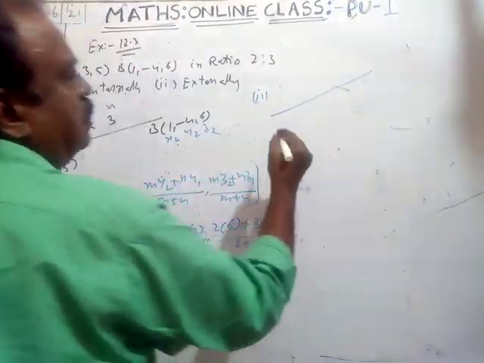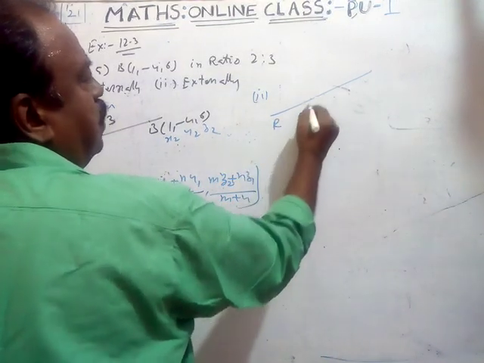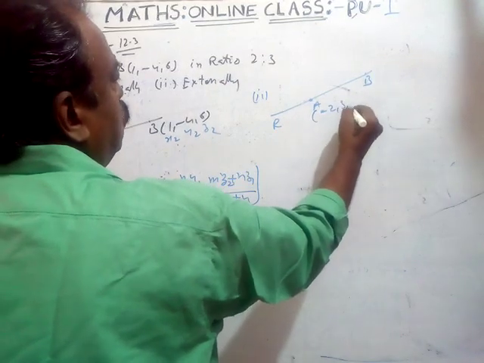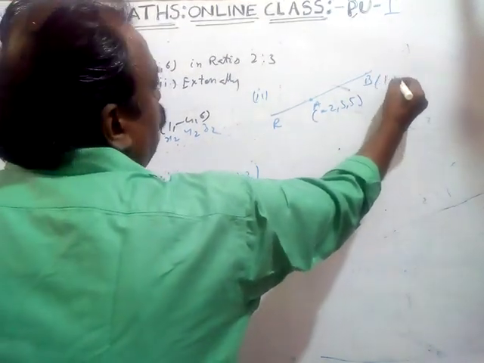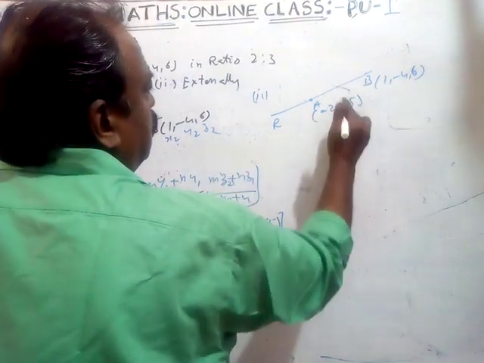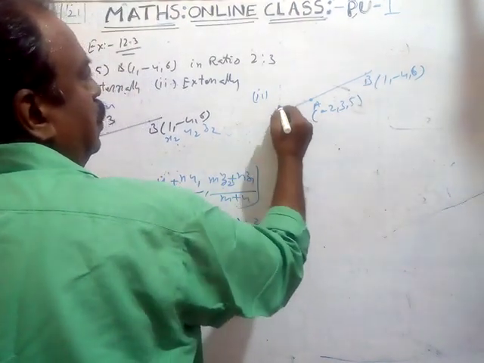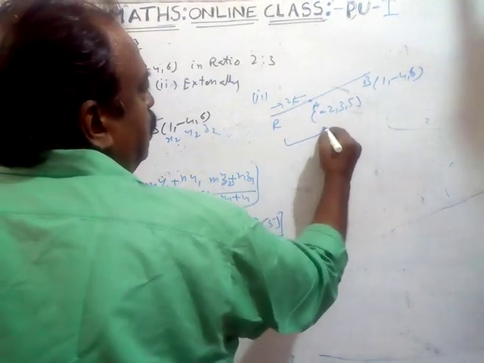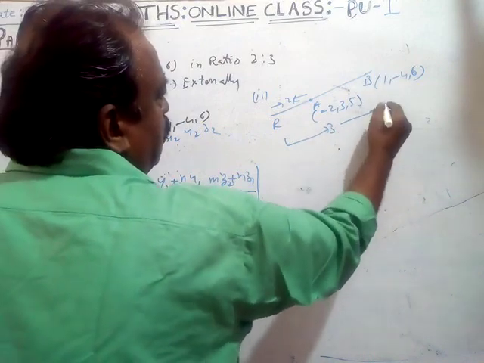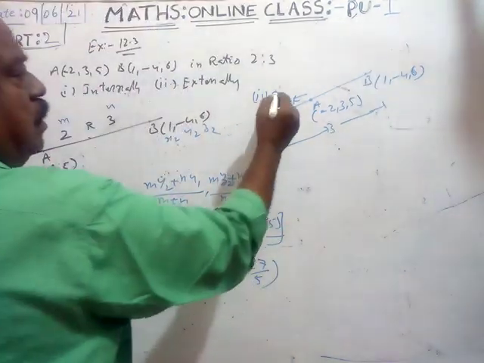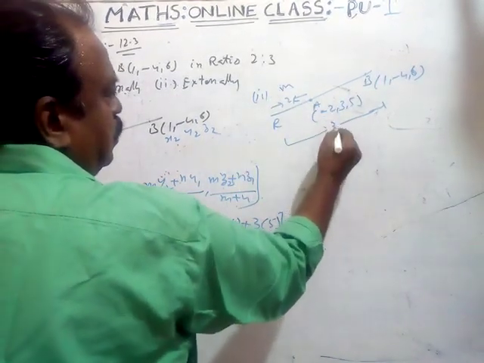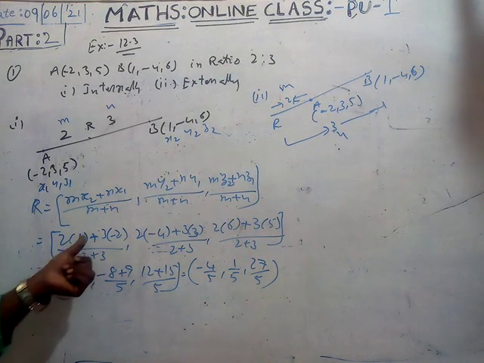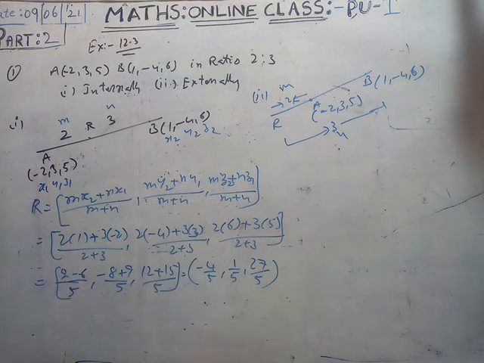Like that, solve. The second one means external. It's 2:3. Here is the A point, and here it is the B point. Same: minus 2, 3, 5 and 1, minus 4, 6. This is 2 units length and this is 3 units length. Here it is M, this is N. Same, you simply apply it. Here minus only, very simply.